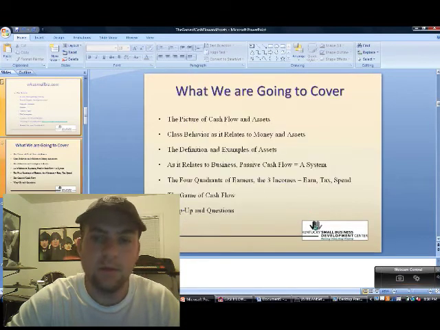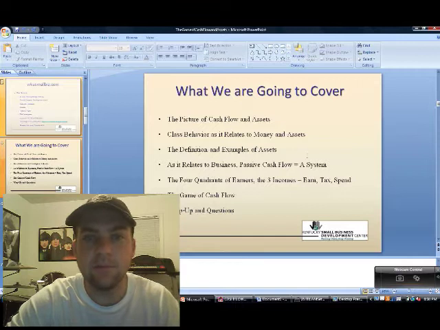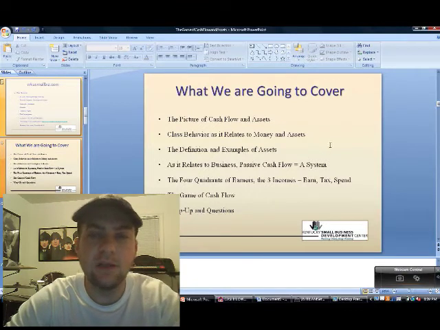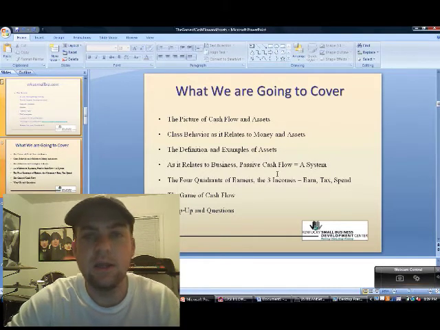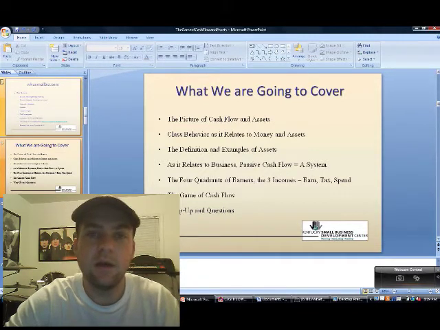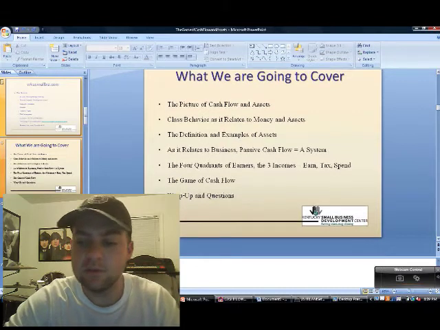And skip on down here, this is what I'm going to cover real briefly: the picture of cash flow and assets, the different class behaviors, definitions and examples of assets, and as it relates to business, what it means to build a business system, the 4 quadrants of earners, the game, and then I'll probably give you guys the opportunity to send me questions.